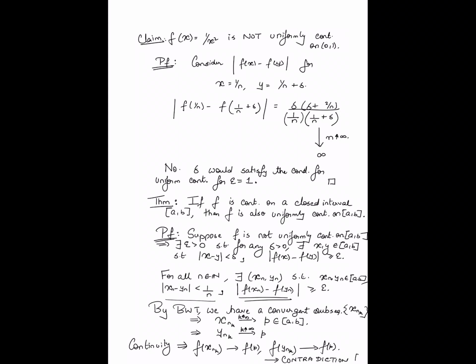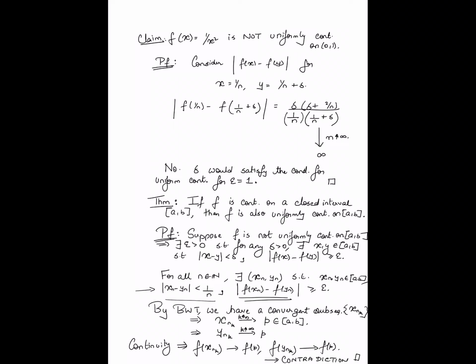And that completes the argument. So I hope this is clear. What we are showing is that suppose f is not uniformly continuous, then I can construct sequences xn, yn such that |xn minus yn| is at most 1/n, and |f(xn) minus f(yn)| is greater than or equal to some positive epsilon.